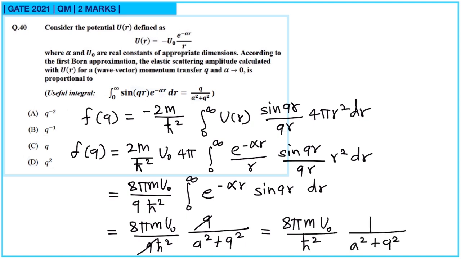Now if we look at this, as this alpha tends to 0, this will be proportional to 1 upon q square. So f of q is proportional to q raised to minus 2, so option A is correct.